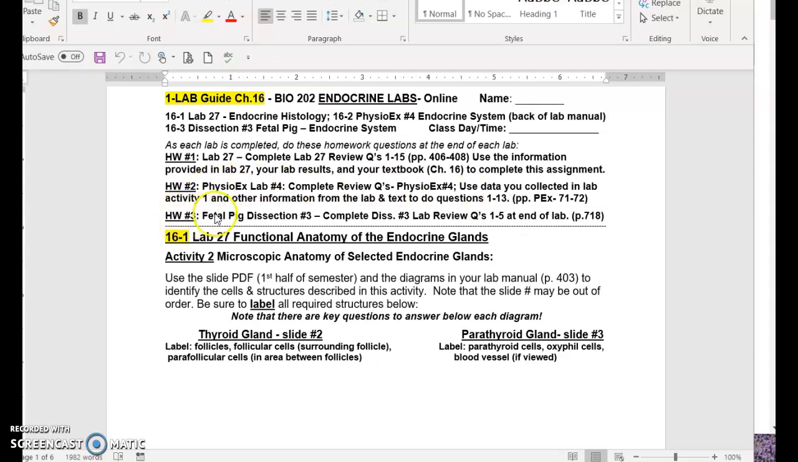Lastly, the last lab on the fetal pig, same deal, you do the lab. The last page of the lab, which is on page 718, there are 5 questions and you need to do those and complete them. Now, the best way to do this is to complete the lab, complete the questions, line them up nice and straight in order, and then take pictures, make a PDF of that, and then put that in the Dropbox for this particular lab. Look for the One Lab Guide, Chapter 16, and put it in there.